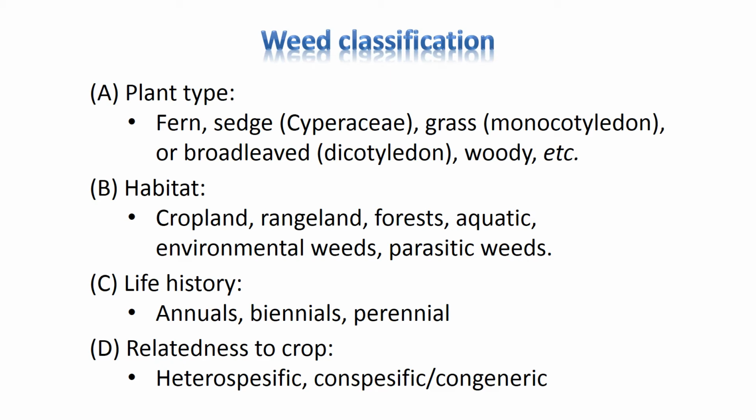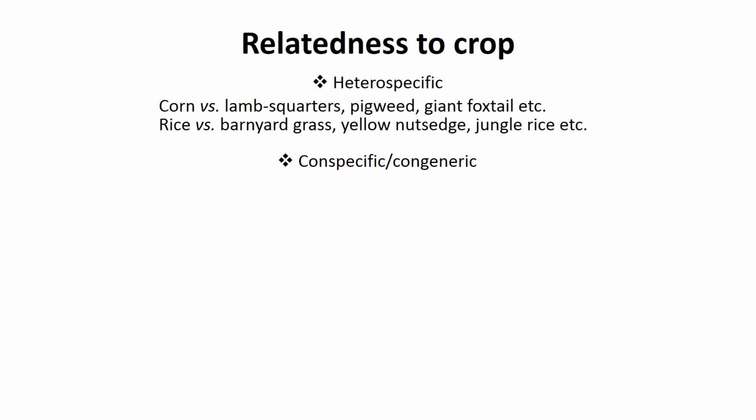The next classification is more suited to agriculture. In agroecosystems, most weeds are different species than the crops grown, or what we call heterospecific, such as corn with lamb's quarters, pigweed, giant foxtail. In rice, we have barnyard grass, yellow nutsedge, jungle rice, etc.